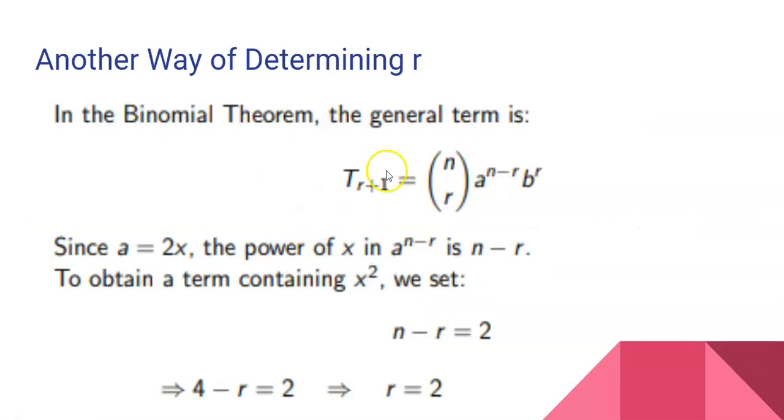Alright, so again, this is the general term. The term r plus 1 is equal to n choose r times a raised to n minus r, b^r. Since a is equal to 2x, the power of x in a raised to n minus r is n minus r. So to obtain a term containing x squared, we set n minus r equal to 2. And then our n is equal to 4. So substitute n with 4. We now have 4 minus r is equal to 2. And do a little algebra. Then we have now r is equal to 2.